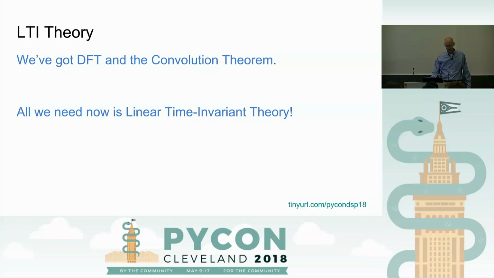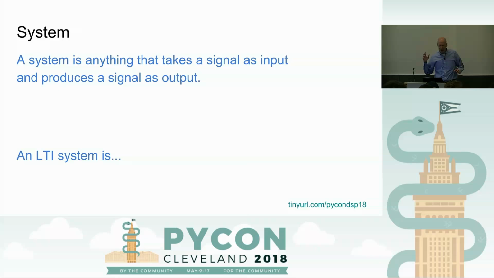All right, we've got the discrete Fourier transform, we've got the convolution theorem. The third piece that I mentioned all the way at the beginning was LTI theory, linear time invariant theory. To understand LTI, we have to introduce the idea of what a system is. A system is anything that takes a signal as an input and produces a signal as an output. So you can think of this as practically any electronic component. You can put a time-varying signal in, you get a time-varying signal out. It's true of mechanical systems too, which is that you can put a vibration in on one end of a mechanical structure and the other end will vibrate as well.